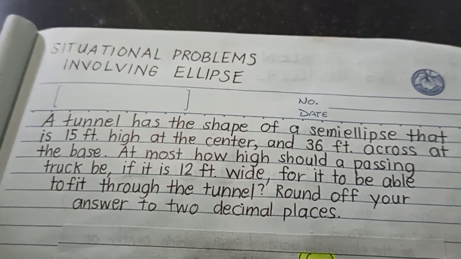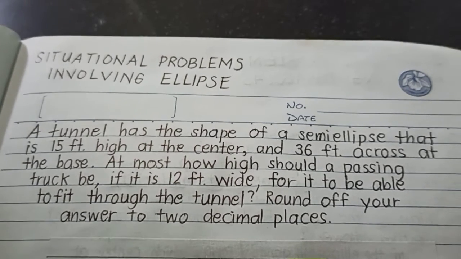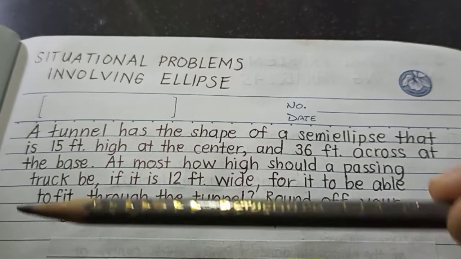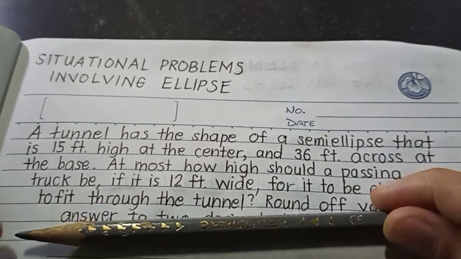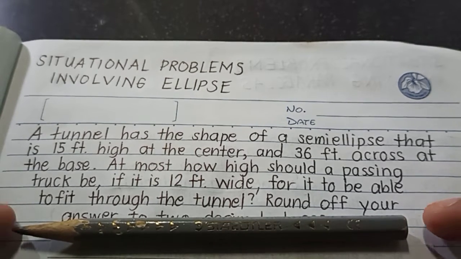Right, so first statement, a tunnel has the shape of a semi-ellipse. Semi means half, ellipse means the third conic section discussed in every pre-calculus course. So this is an ellipse-related problem. Let me use this pencil to illustrate. The base of the tunnel, the lane, is 36 feet.